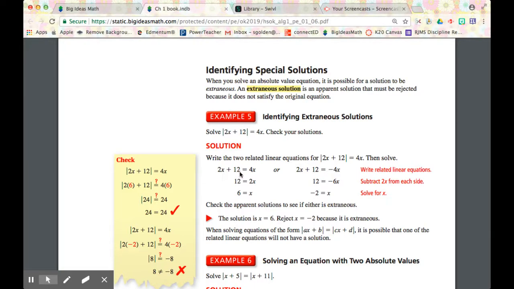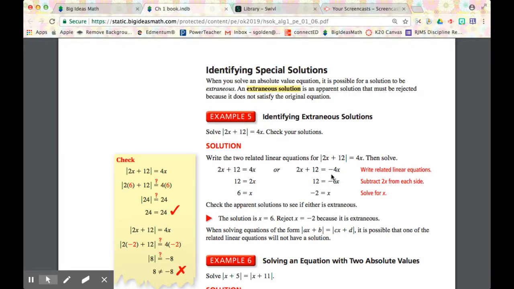So I have 2x plus 12 equals 4x, and then 2x plus 12 equals, and we multiply that whole thing by negative, and we get equals negative 4x. So we solve. Here, we're going to get the variables together first. I need to follow my own advice. So we subtract 2x from both sides, and we're left with 12 equals 2x. So then we divide by 2 to get x equals 6.